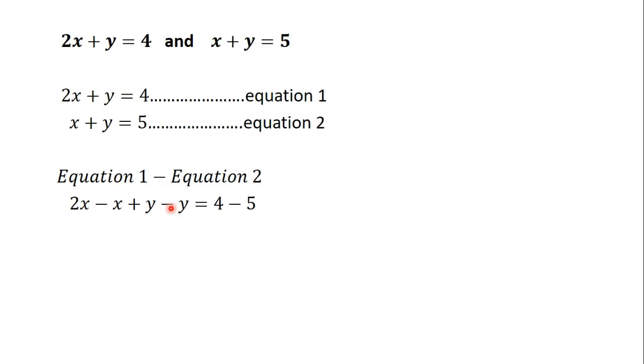We have eliminated y. 2x minus x, from algebra, we know that that is x. y minus y is 0, so that is out. Now, equal to 4 minus 5 will give us minus 1. So we have found x, which is one variable in the equation. The question told us to find both x and y, so we have to find y.